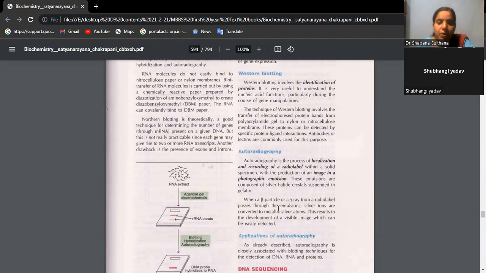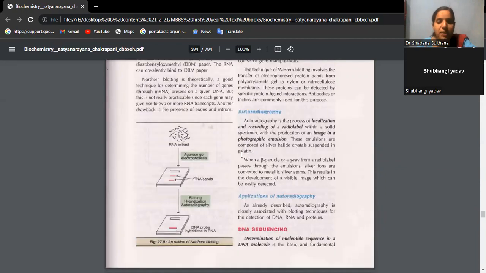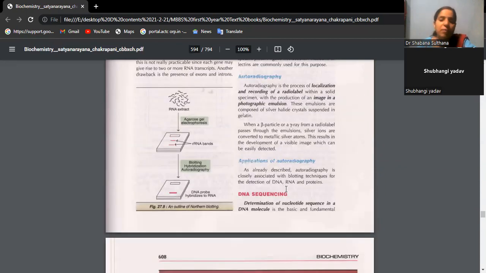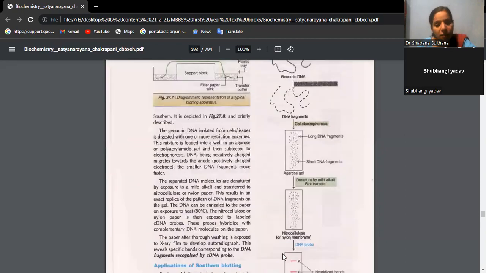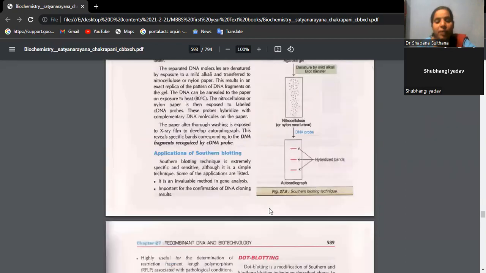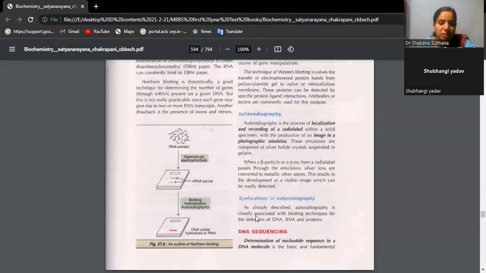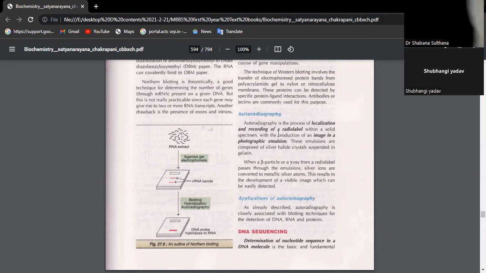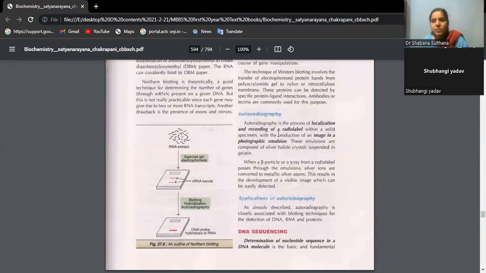Autoradiography, I said, is a machine which was in the first picture when we studied Western blotting. Here we got this term autoradiograph, which is a machine helping us detect the sequence of nucleic acids with the help of probes. That is autoradiography: localization and recording of radio label within a solid specimen. What is a solid specimen here? Nitrocellulose, better.